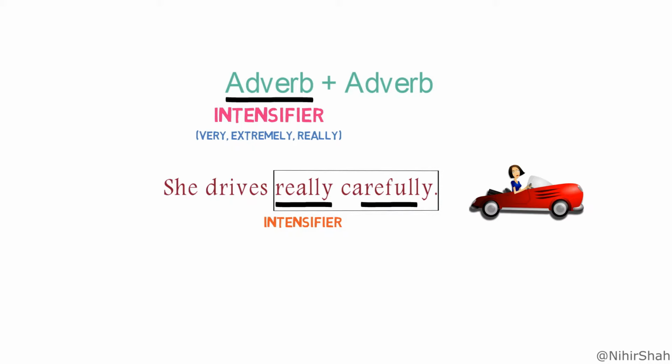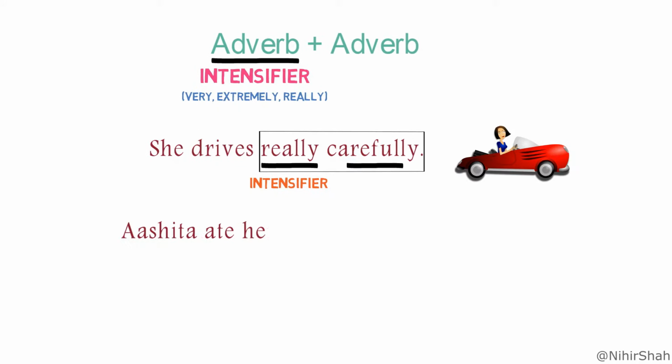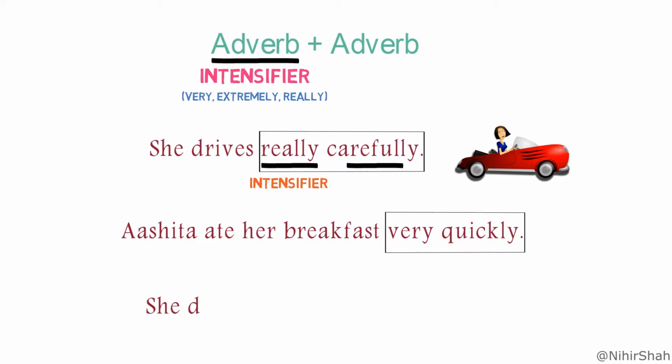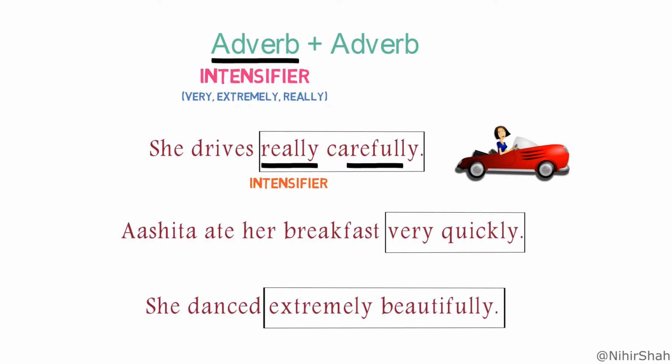Some more examples could be, Ashita ate her breakfast very quickly. Here, the adverb phrase is very quickly. She danced extremely beautifully. Here, the adverb phrase is extremely beautifully. Let's look into the second way of identifying an adverb phrase.